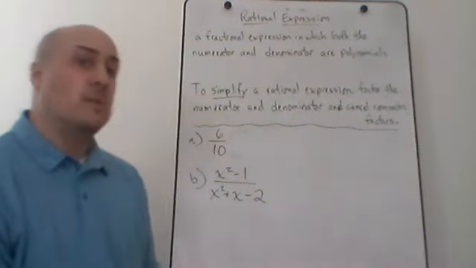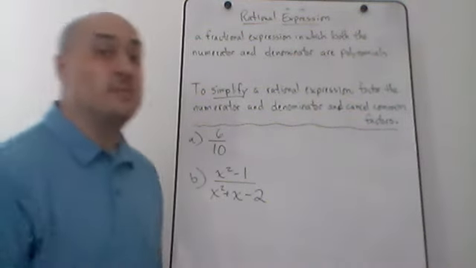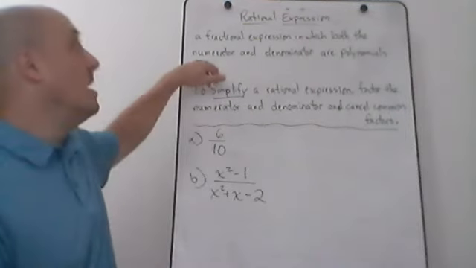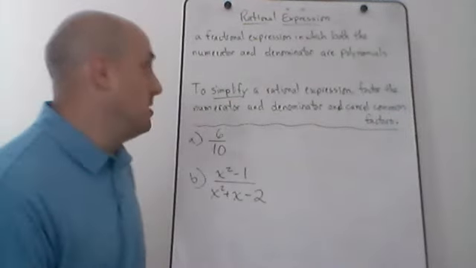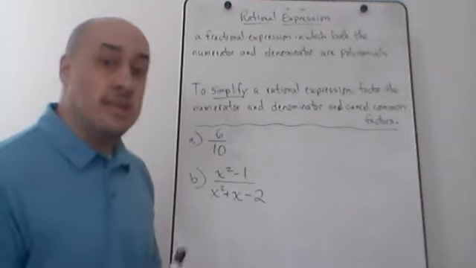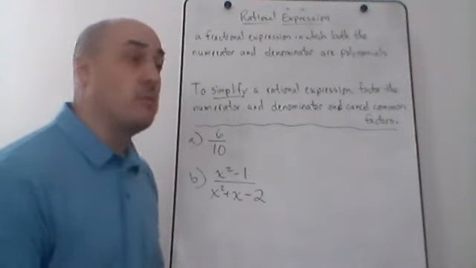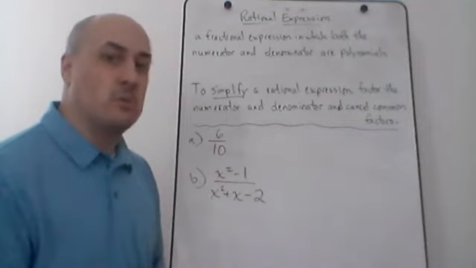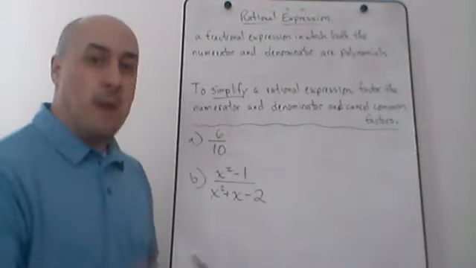All right, so here we're going to be talking about rational expressions and how to simplify a rational expression. First off, the definition of a rational expression: it's a fractional expression in which both the numerator and denominator are polynomials. Remember, a polynomial is numbers multiplied by x's raised to powers where those exponents are positive whole numbers.